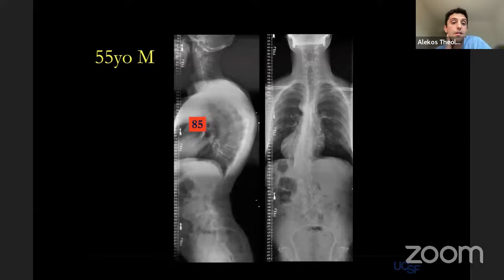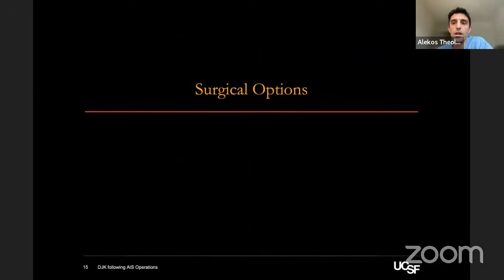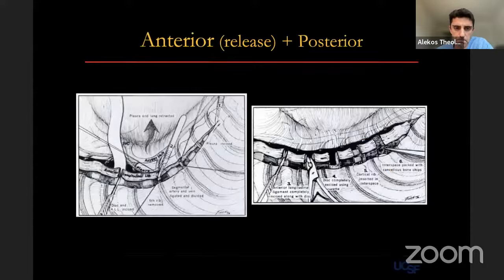So, I saw one of my patients 4 or 5 years ago who came to the clinic, 55 years old, who clearly has Scheuermann's kyphosis that was treated non-operatively as an adolescent, and has 85 degrees of residual kyphosis. And it really brings up the question of what to do. And if considering surgery, what are the options? So there are two options: anterior release followed by posterior surgery, versus posterior only.